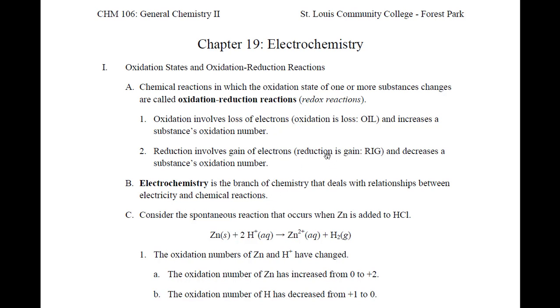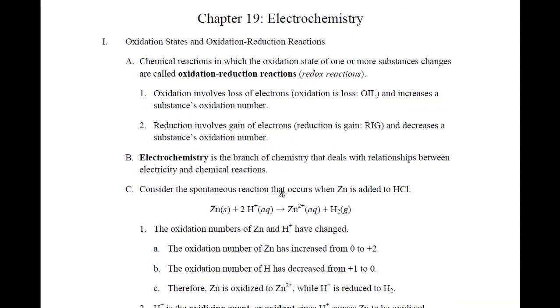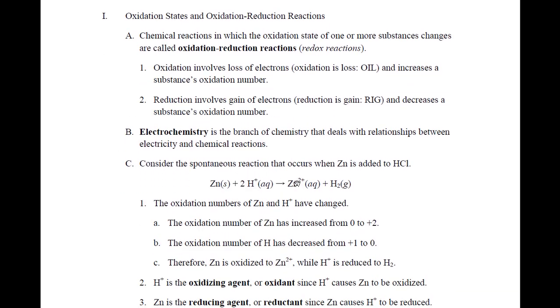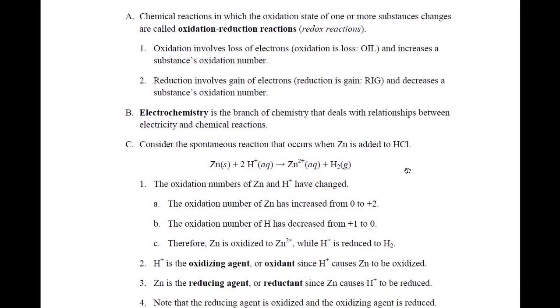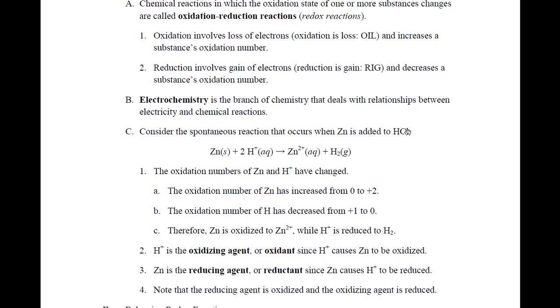Electrochemistry is the branch of chemistry that deals with the relationships between electricity and chemical reactions. So consider the spontaneous reaction that occurs between zinc and hydrochloric acid. Again, the chloride is simply a spectator, so we leave it off. So it's really the reaction between zinc and the hydrogen ions. What we end up making then is zinc ions in solution from the solid zinc metal, and we liberate hydrogen gas. The oxidation numbers of the zinc and the H plus have changed.